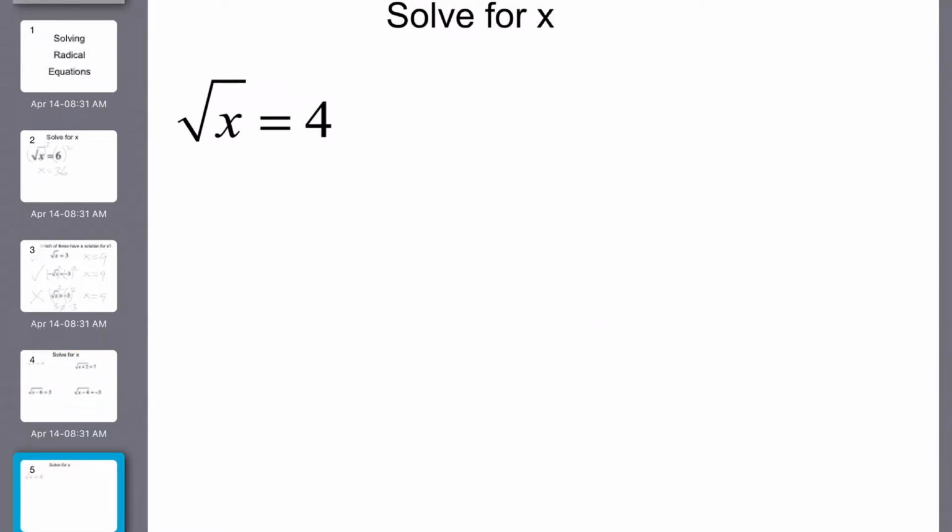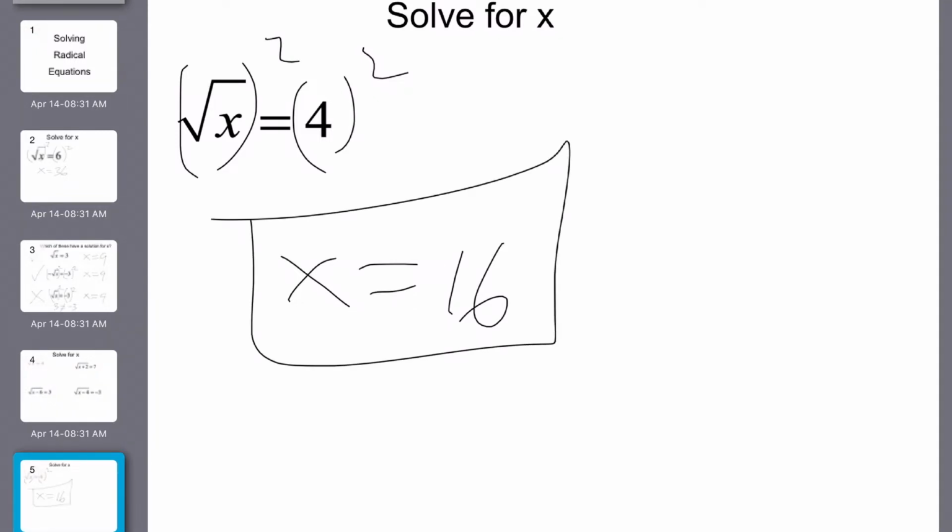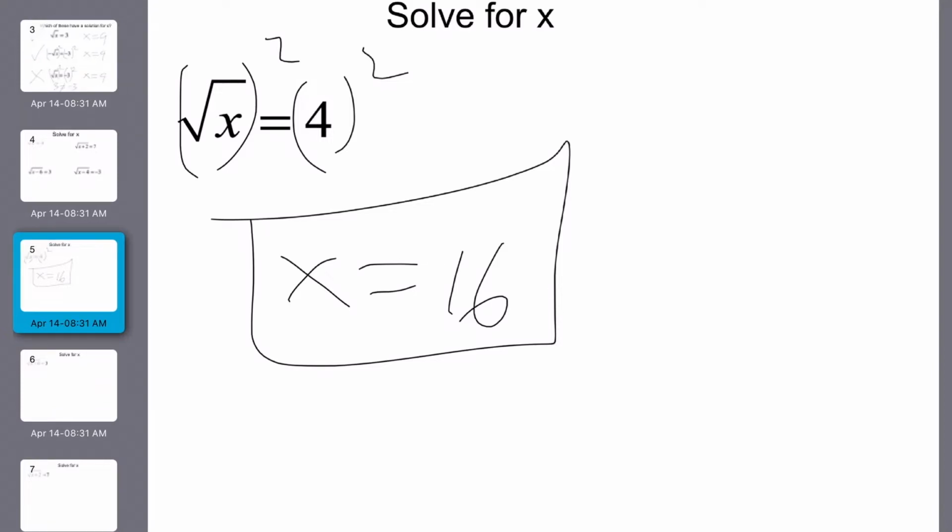Great, welcome back. Let's take a look at the first problem. Square root of x equals 4. You don't need to do the math, but let's do it anyway. And we'll square both sides. And we're going to find that x equals 16. And you plug it back in and you find the square root of 16 does in fact equal 4. So you know that x equals 16 is a correct answer.